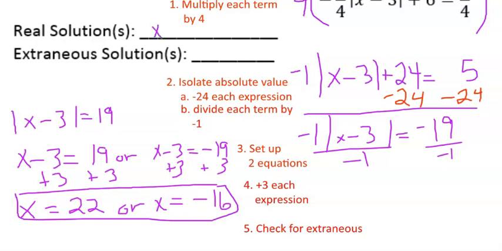So we'll say that x equals negative 16 and 22. And then for extraneous solutions, we would say none, the empty set.